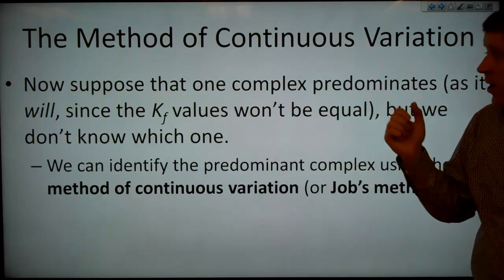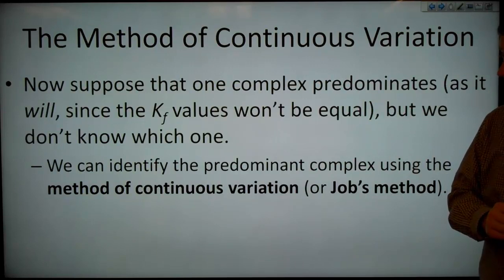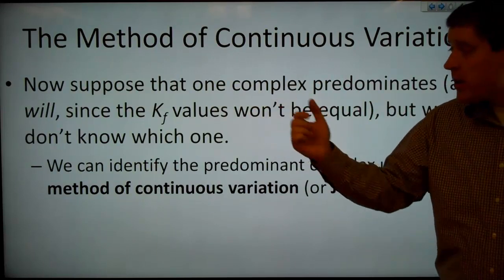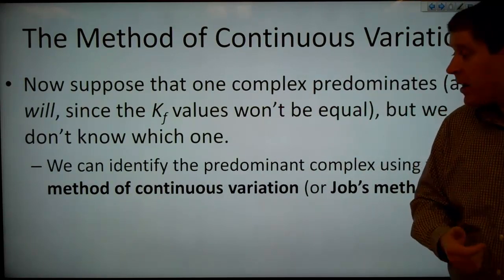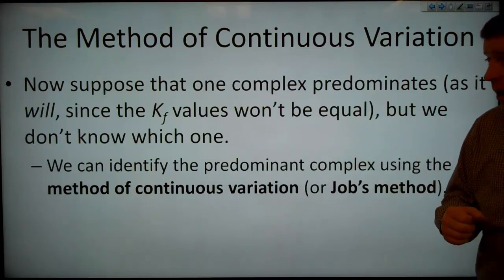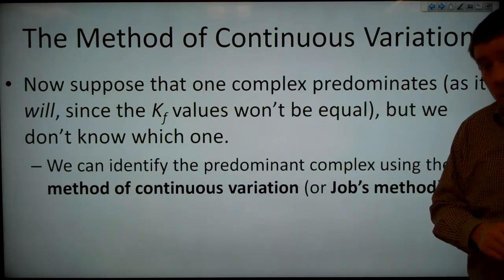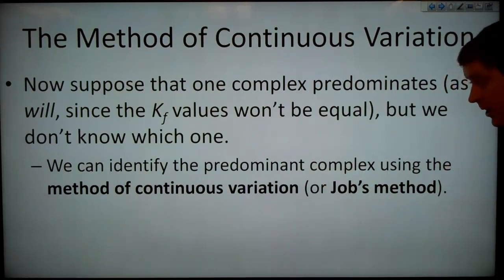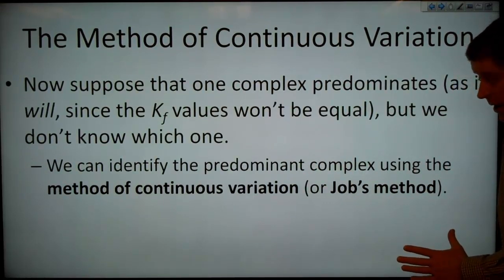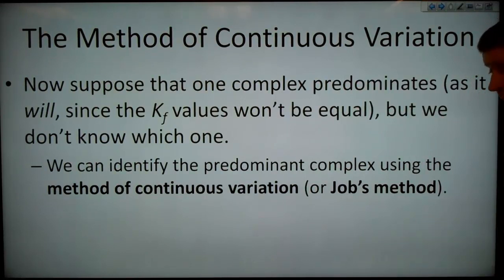Now suppose that one complex predominates, as it will, since the formation constant values, the Kf values, won't be equal. But suppose that we don't know which one will predominate. We can identify the predominant complex using the method of continuous variation, or Job's method.